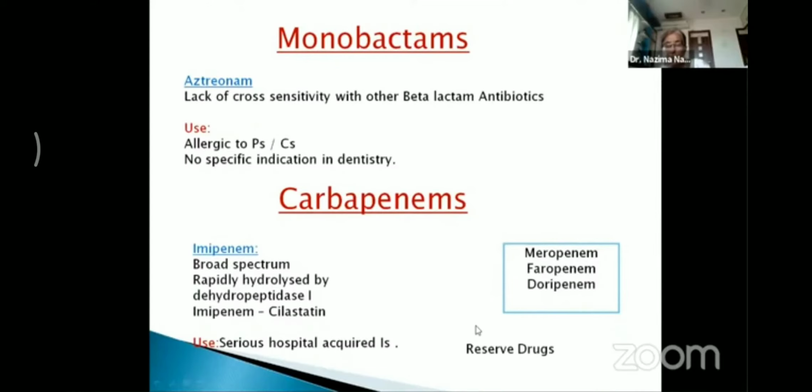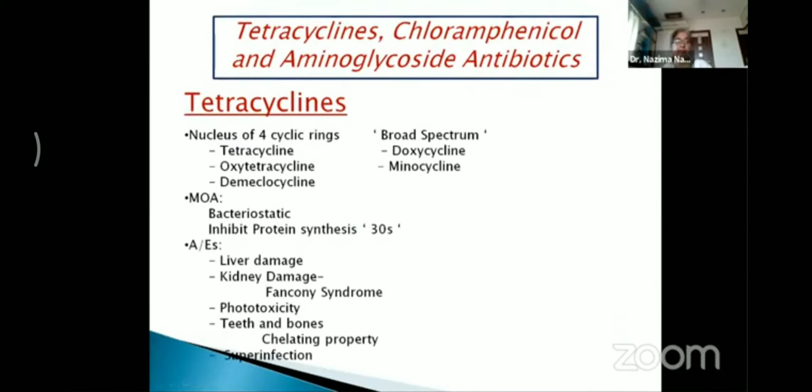About the beta-lactam antibiotics. Now we come to the other group of drugs, which are the tetracyclines, chloramphenicol, and the aminoglycoside antibiotics. Now, tetracyclines and chloramphenicol are included under the broad spectrum antibiotics because they act on a large group of organisms, and therefore the name broad spectrum. Okay, so they are included under the broad spectrum antibiotics. Now, first we'll see the tetracyclines.